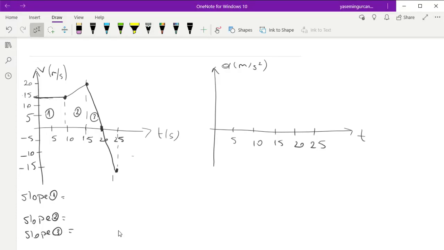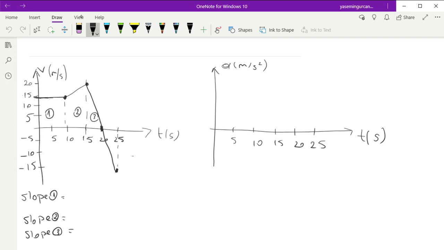Here we have a velocity versus time graph that we want to draw an acceleration versus time graph from. I drew them in a way that we can work on it. The first region, numbered 1, is from 0 to 10 seconds. The second region is from 10 seconds to 15 seconds. And the third region is all the way from 15 seconds to 25 seconds, because this is a single line that you can find. It's supposed to be completely straight, of course.